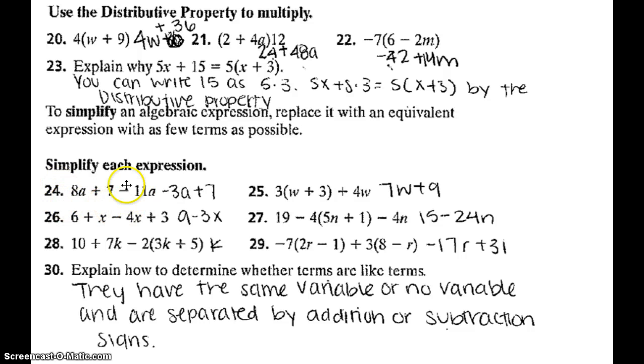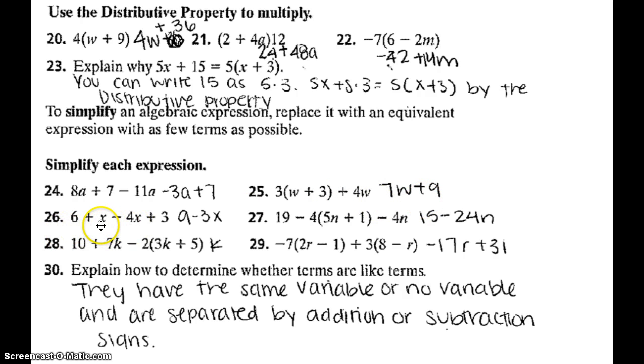All right, 24. When I put these together, I can put the a's together, so I get negative 3a plus 7. If you got something different, you missed this negative sign right here. 25. Get 3w plus 9, and then add 4 more w's, so you've got 7w plus 9.